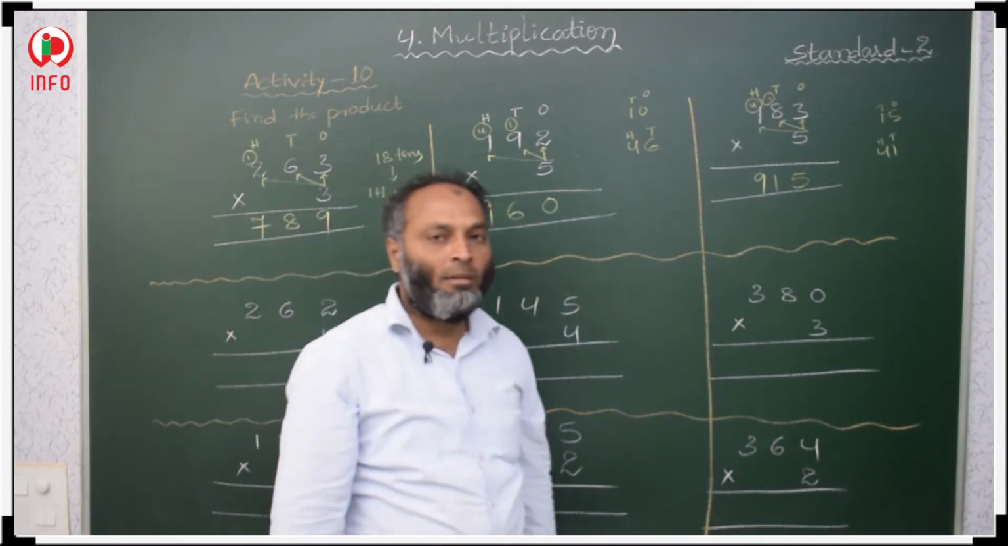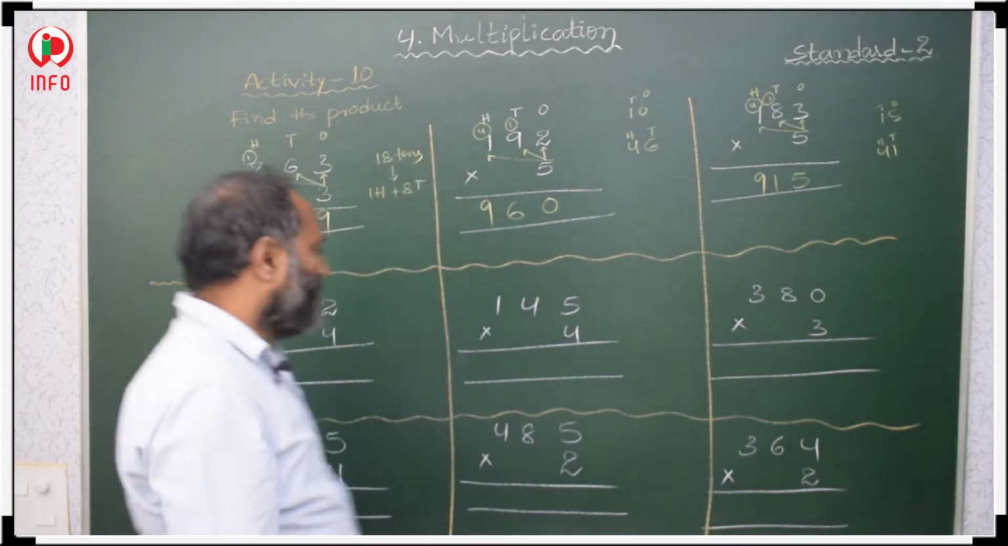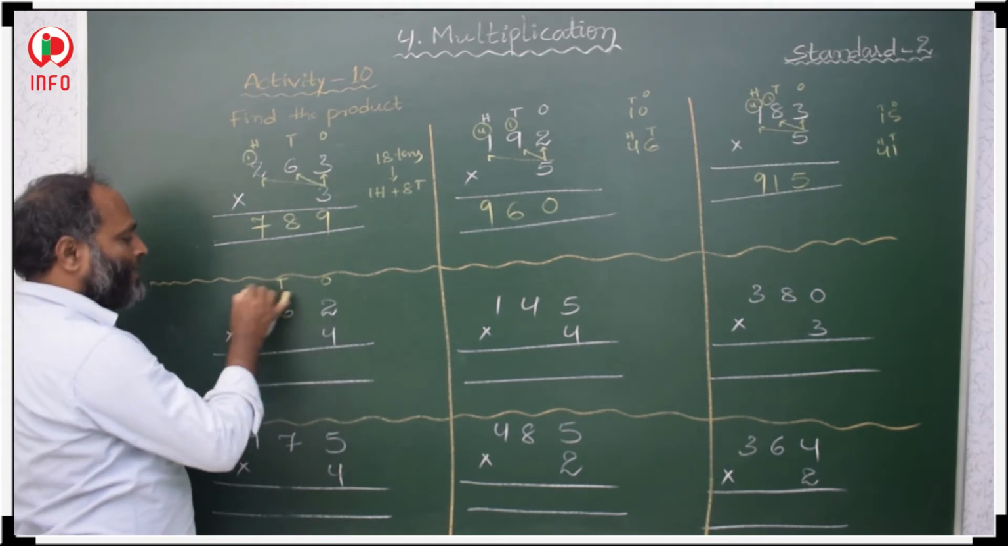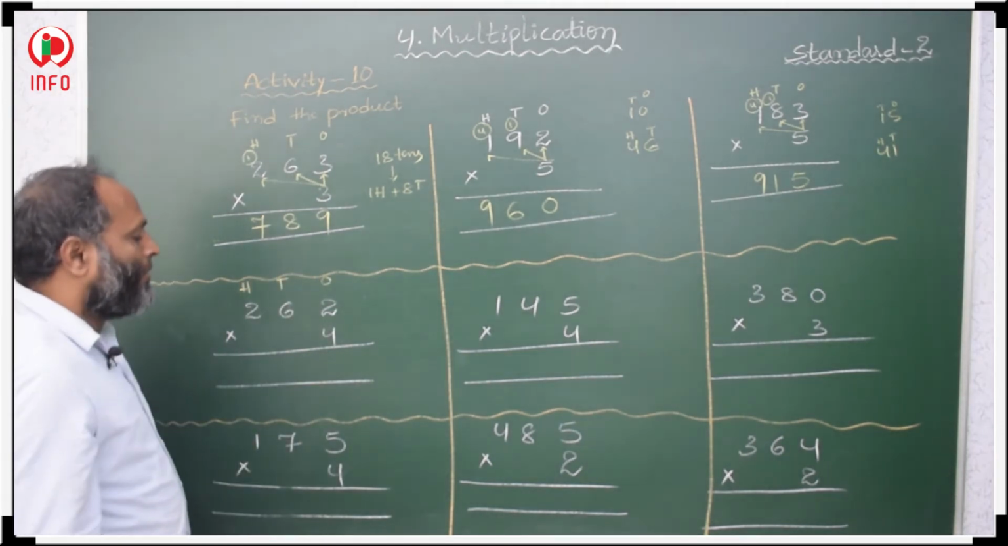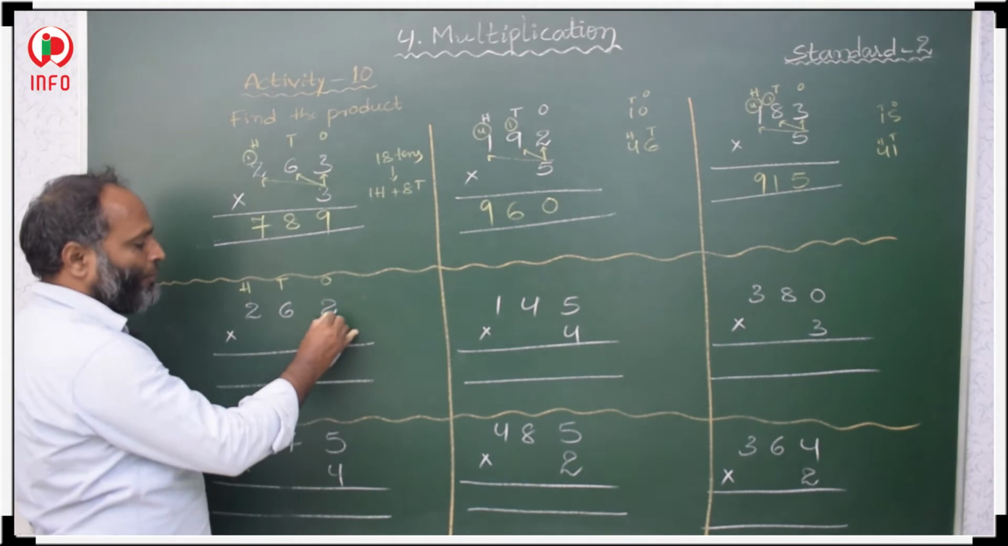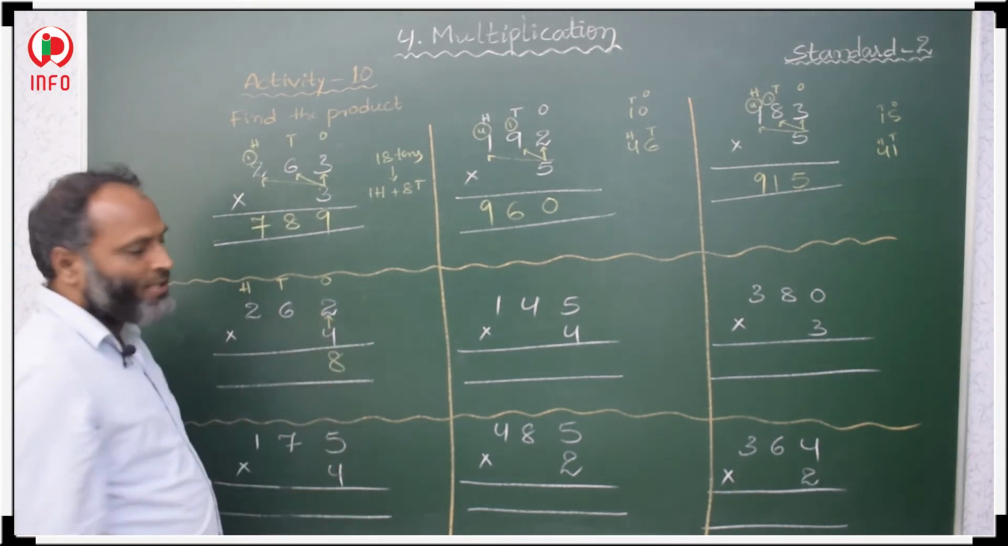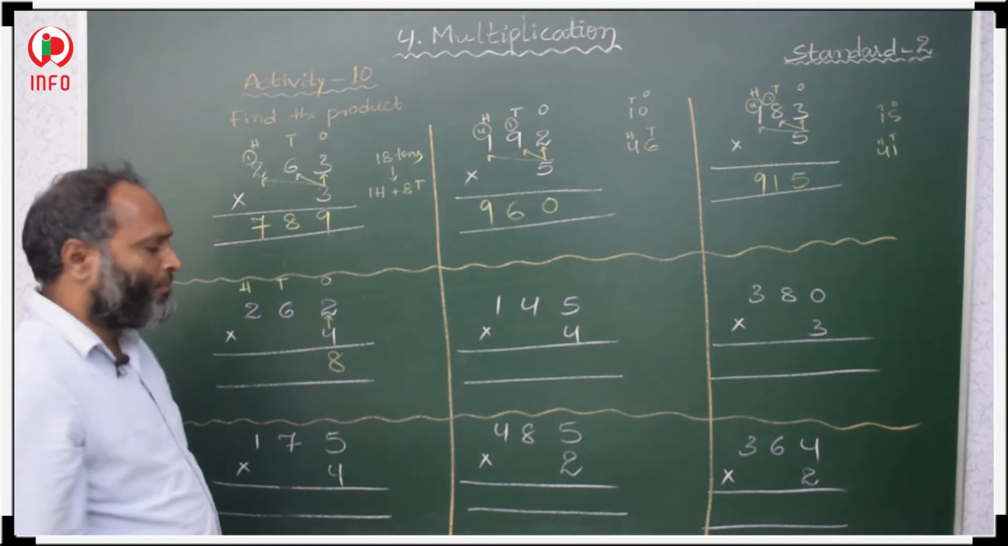915 is your product. Okay. Now, this is in ones place, tens place and hundreds place. Multiply 4 with 2. 4 2s are 8. 8 is a single digit number, 8 ones as it is we have to keep.